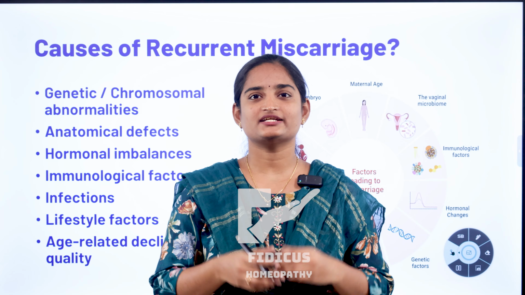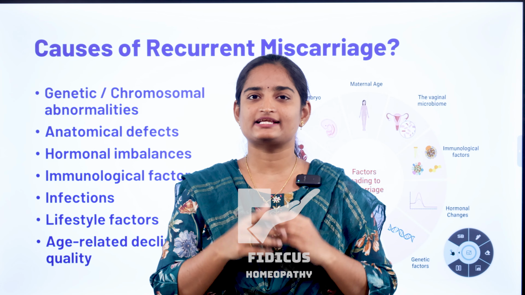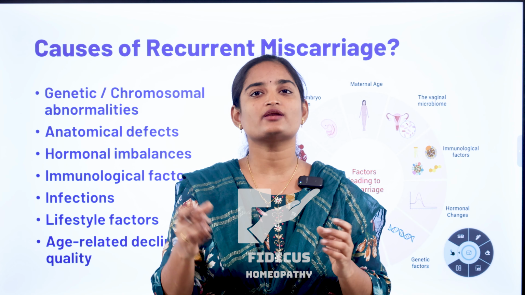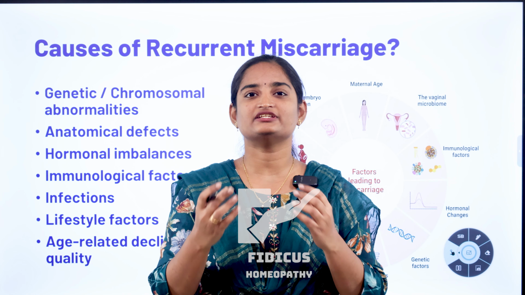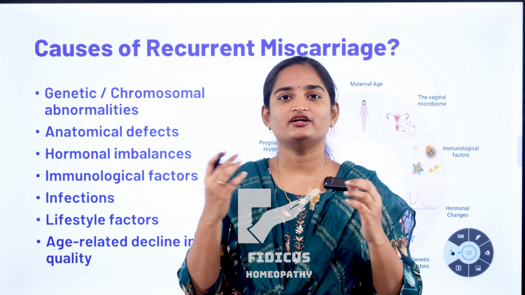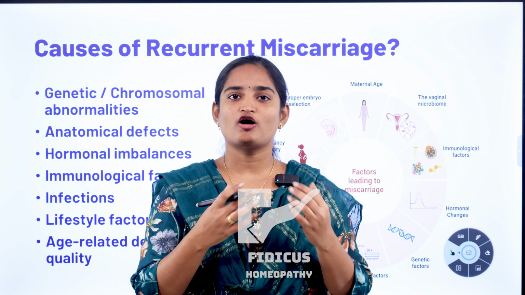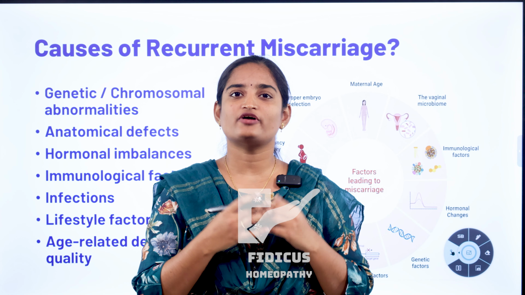Now, let us understand the causes and risk factors for recurrent miscarriages. Usually, recurrent miscarriage is the loss of two or more consecutive pregnancies, usually within the span of 20 weeks. This we call recurrent miscarriage. There are so many causes and risk factors. Among these, one is chromosomal defect. When there is any defect in the chromosomes of either mother or father, it can lead to recurrent miscarriages.